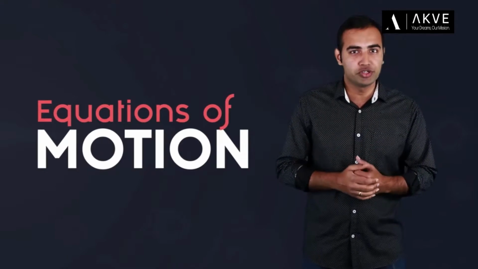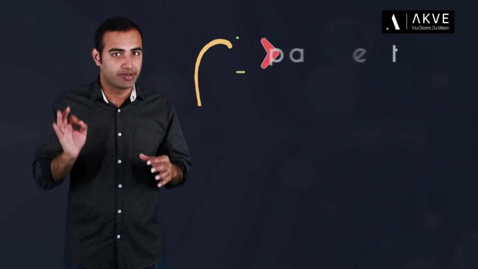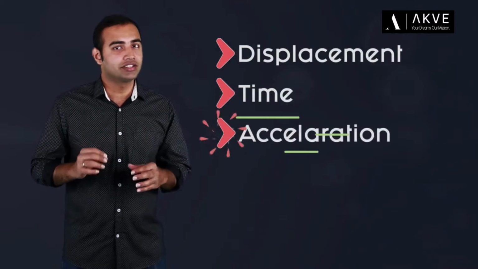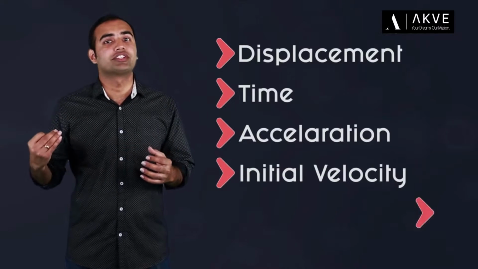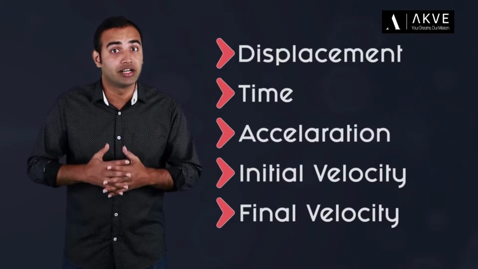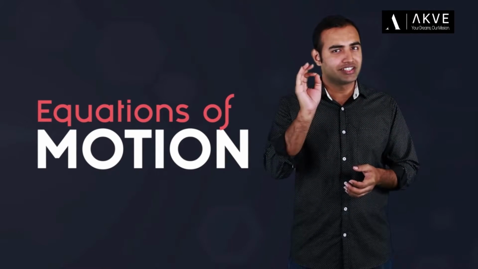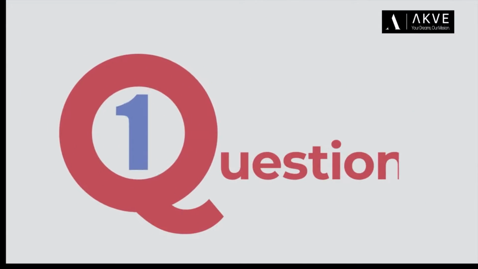In the last couple of videos, we talked about the three equations of motion. We saw that these equations of motion relate 4 of the 5 quantities in kinematics. Now, these 5 quantities are nothing but displacement, time, acceleration, initial velocity, and final velocity. So it's better that we put our learning to practice now. And in this video, we'll solve some simple problems based on these equations of motion. So without wasting a second, let's go!